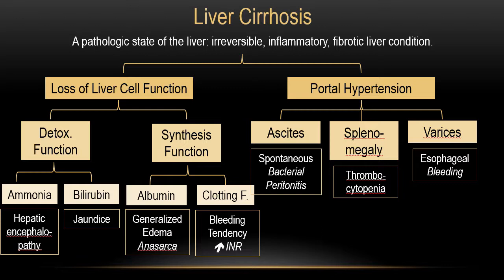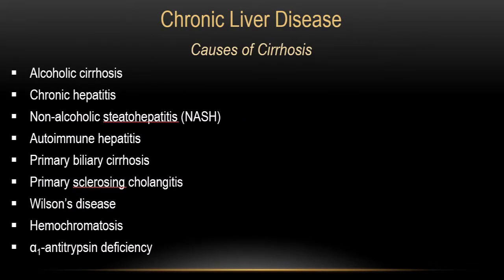portal hypertension. Finally, what could be the causes of cirrhosis? Any chronic liver disease. And the commonest cause of liver cirrhosis in the United States is alcoholic cirrhosis. Alcohol abuse is the commonest cause. Chronic hepatitis, whether chronic hepatitis B or chronic hepatitis C, another cause of cirrhosis. Autoimmune hepatitis or primary biliary cirrhosis or some metabolic congenital conditions as Wilson's disease, hemochromatosis, and rarely alpha-1 antitrypsin deficiency are among the causes of liver cirrhosis.